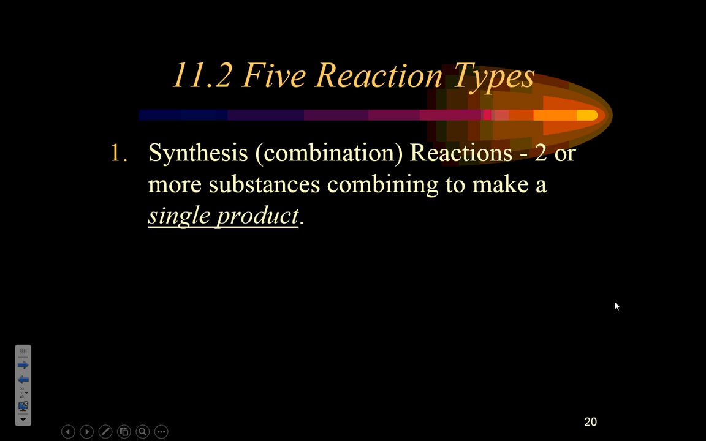So when we look at our synthesis, or what's sometimes referred to as a combination reaction, we're always going to have 2 or more substances combining to make a single product. And you'll notice as we go through our reaction types, I italicize and underline the key things to look for to know when you've got a certain reaction type. So this is our general formula. We've got more than one on the reactant side, and they're combining to make one thing on the product side.